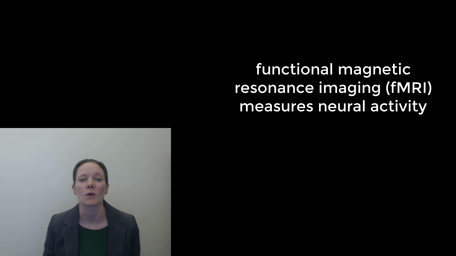We rarely get to perform electrophysiological recordings within the brains of humans. Instead, we need a method to non-invasively measure neural activity. One of the most common methods for measuring neural activity in humans is functional magnetic resonance imaging, or fMRI for short.